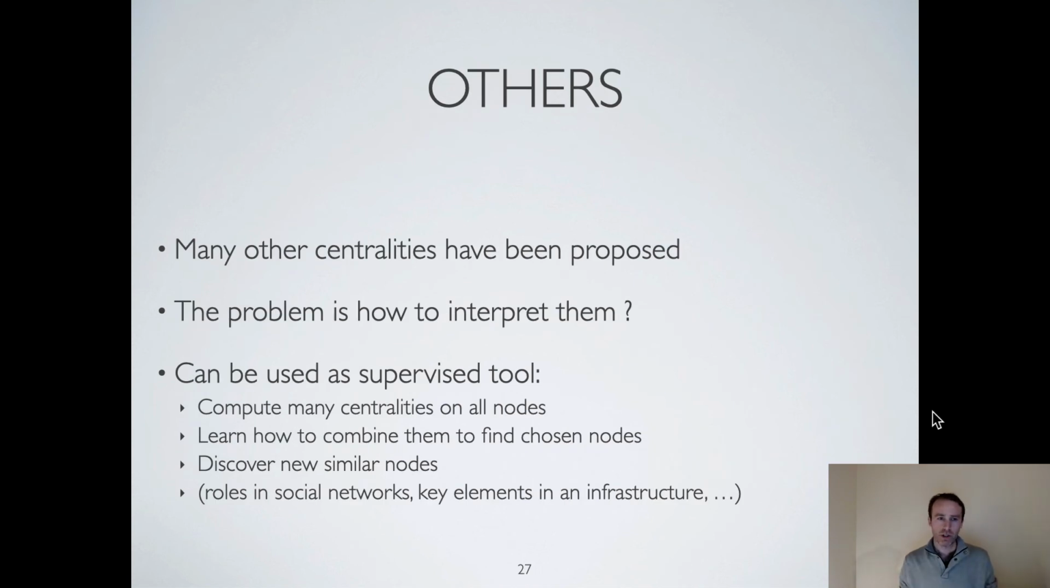So many other centralities exist, but the problem is how to interpret them. The ones I presented here, I chose because they are relatively simple to understand, and they are also available in most libraries and tools. So you can actually compute them on your graph. There are many other ones that exist, but they are harder to interpret, and often they are not implemented in many cases. So you will have to re-implement them to use them, and that's not the goal of this class.